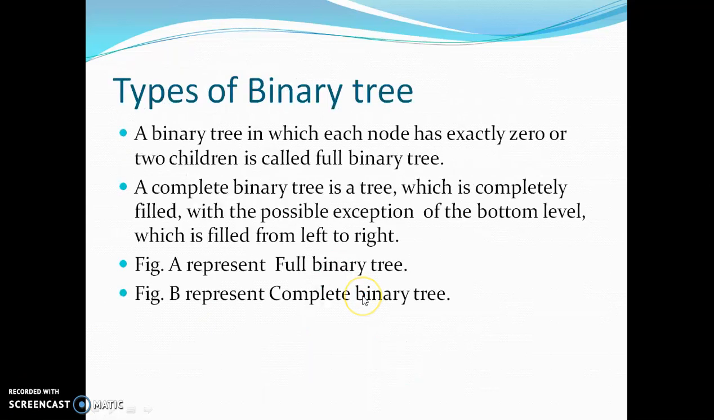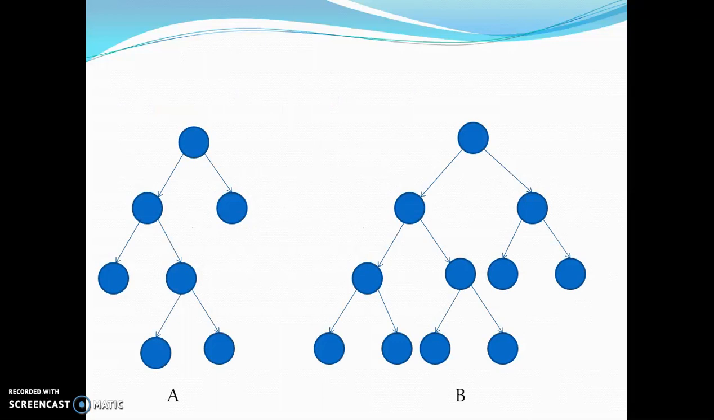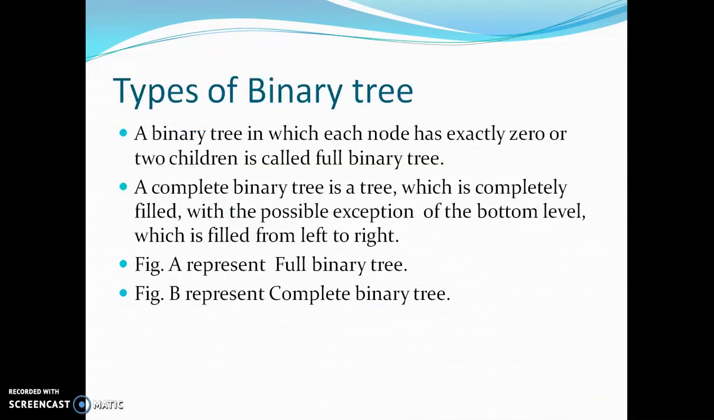Then the types of binary trees. Here I have taken two: full binary tree and complete binary tree. A binary tree in which each node has exactly 0 or 2 children is called a full binary tree. For example, in figure A, you can see that every node has 2 children or 0 children.